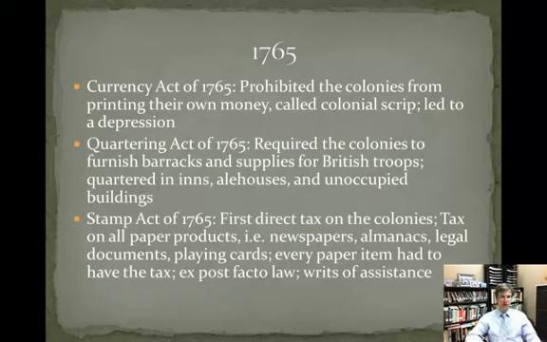The Quartering Act of 1765 required the colonies to furnish barracks and supplies for British troops. They could be quartered in inns, alehouses, and unoccupied buildings, not homes, but of course the colonists had to pay for this stuff.